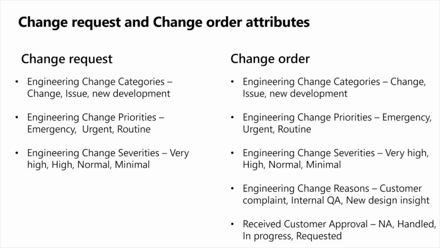Now, these are some of the attributes available when change requests and change orders are created. You can define and set up values for each of these attributes in the system as per your business needs. For example, you can define category, priority, and severity for change requests and change orders. These attributes will help drive insights, like how many change requests or change orders are of a specific category, how many change orders are of urgent priority, and we can review some of the products associated with such severities and priorities. Similarly, you can set up the change reasons and customer approval state for change orders.